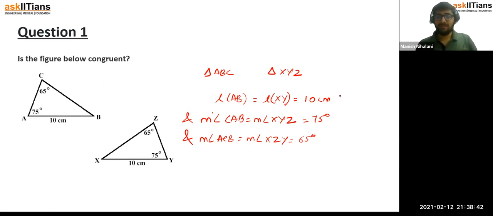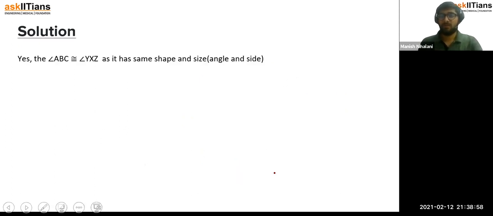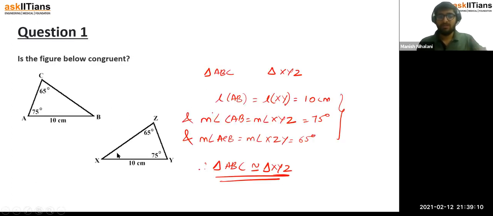So in this case we say these triangles which have the same angles and same side length have to be congruent, right? So triangle ABC is congruent to triangle XYZ as it has the same shape and same size. The angle and the side are of the same length, right, as seen here. So this is what we have about congruency and similarity, right?